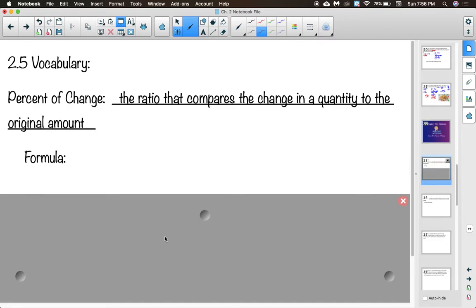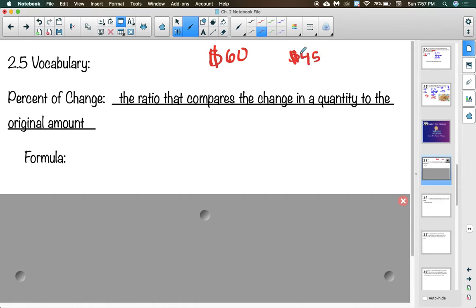And the percent of change is the ratio that compares the change in a quantity to the original amount. That definition confuses some 7th graders, and I can't find a better way to phrase it, but I'm going to give you an example really quickly. So let's say that you went to Kohl's and you saw a pair of sneakers that you wanted to buy and they were $60. And then you went back 3 days later and those sneakers were on sale for $45.